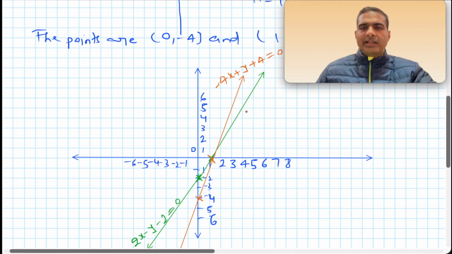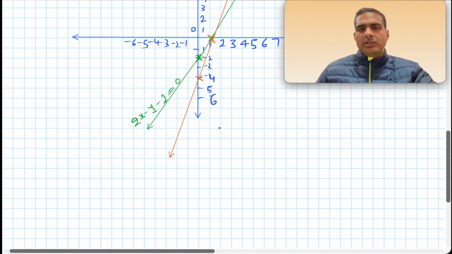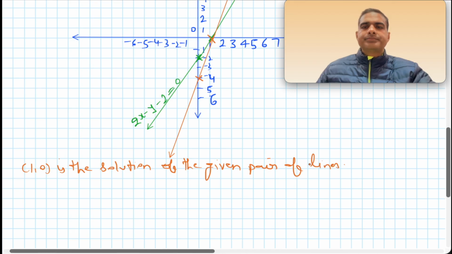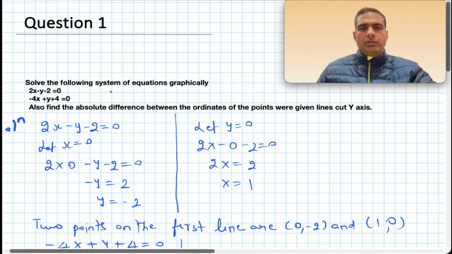So 1 comma 0 is lying on both the lines, and we know any point which lies on the line is the solution of that line, or it satisfies the equation of that line. So graphically we can say that 1 comma 0 is the solution of the given pair of lines. Now we have found out the solution of the given pair of lines graphically.